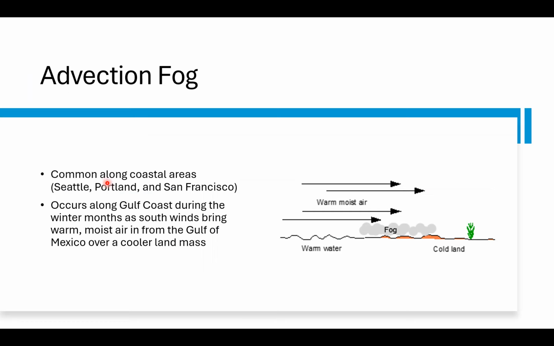Additionally, advection fog is common along coastal areas, Seattle, Portland, Oregon, and San Francisco. You see a lot of fog there in the San Francisco Bay. It also, surprisingly, and I've experienced this firsthand, the second bullet here, occurs along the Gulf Coast during the winter months. And this is so true.